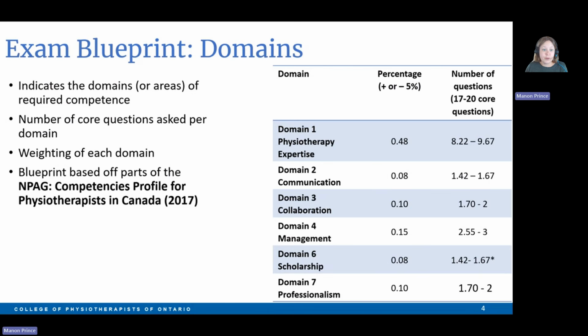As a result of these focus groups, some areas of the competencies profile for physiotherapists in Canada were determined to not be appropriate in the assessment of entry to practice physiotherapists. For example, you can see that we have 6 primary domains of competency in the blueprint. However, domain 5 is missing, as it was determined to not be appropriate for assessment in the OCE. You will continue to see throughout the blueprint that some secondary domain markers were also skipped.